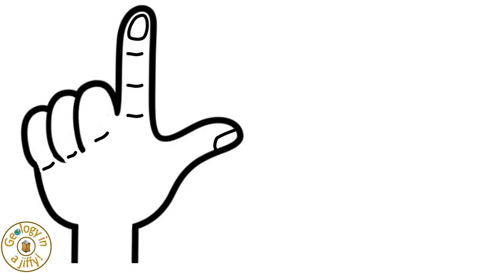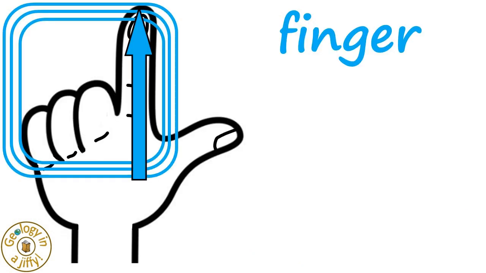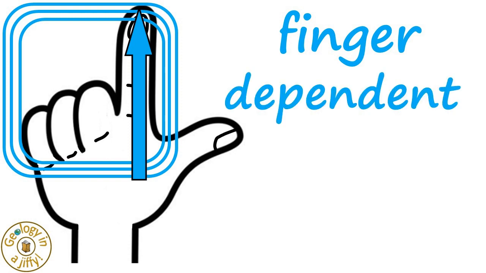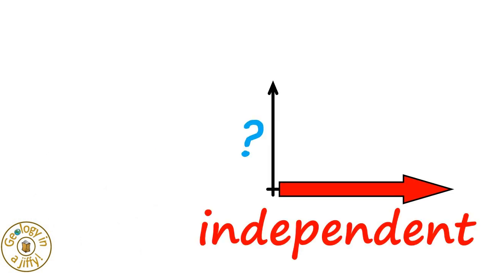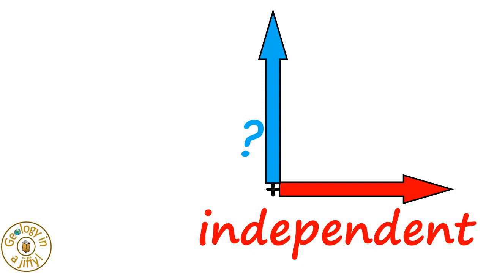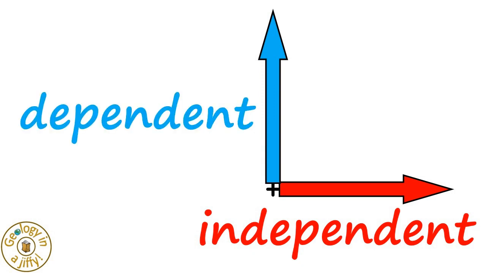The finger, pointing upwards, is one of four fingers next to each other. They are all dependent upon each other. So on our graph, the vertical axis, pointing upwards, is the dependent variable.